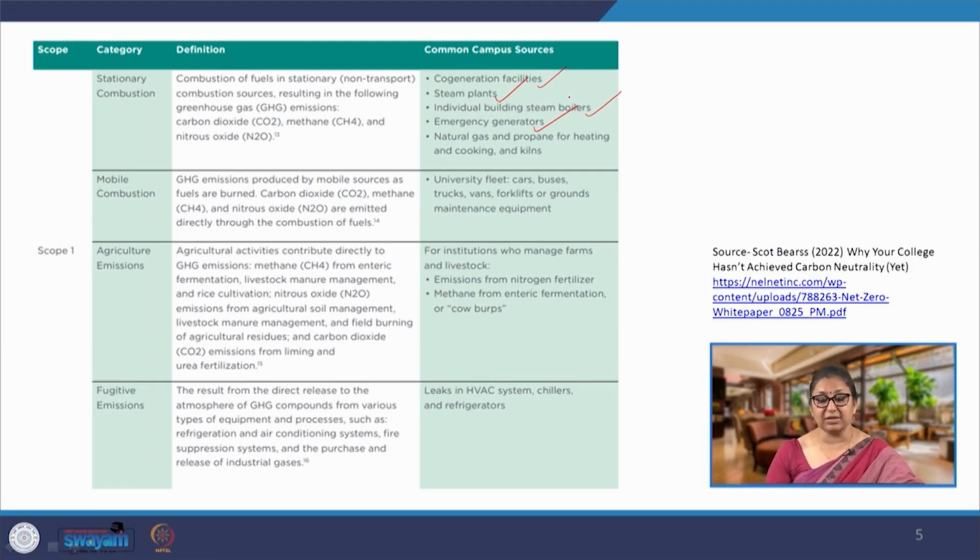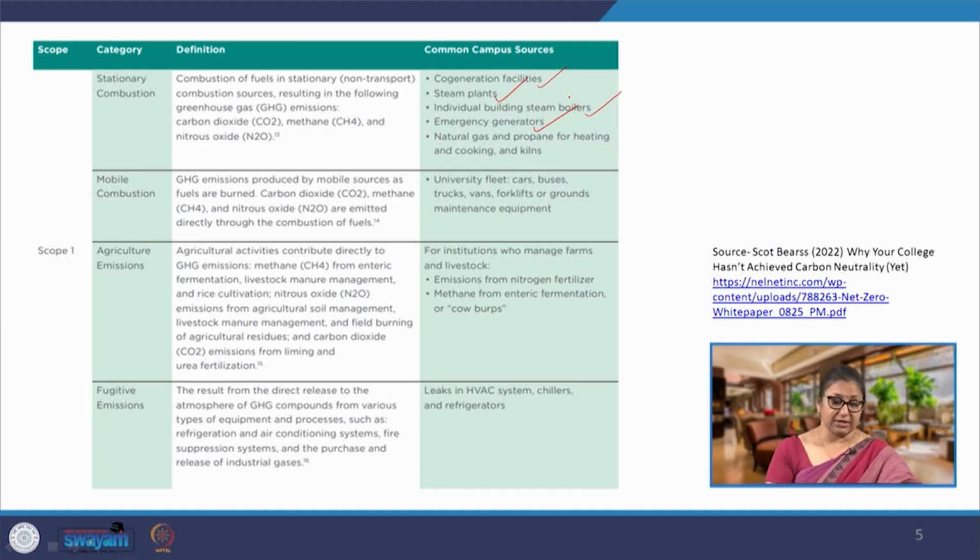We also have natural gas or propane for heating and cooking, which is less in India for heating, but for cooking we have the provision of using LPG. Then we have mobile combustion, which is the university fleet of cars, buses, there could be trucks or vans. There could be other maintenance equipment, for example, the gardening equipment, forklifts, the grass mowers, and a lot of other equipment which may either be running on electricity. If it is on electricity, again we see that it is going in scope 2, but a lot of times it is running on diesel or petrol.